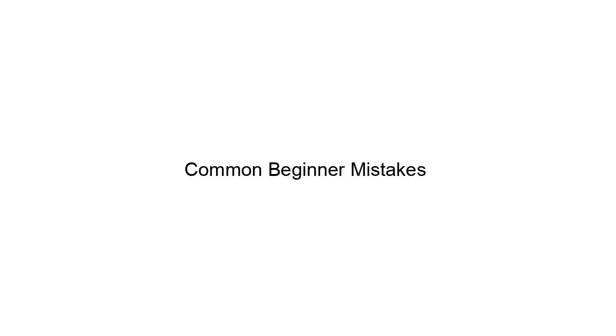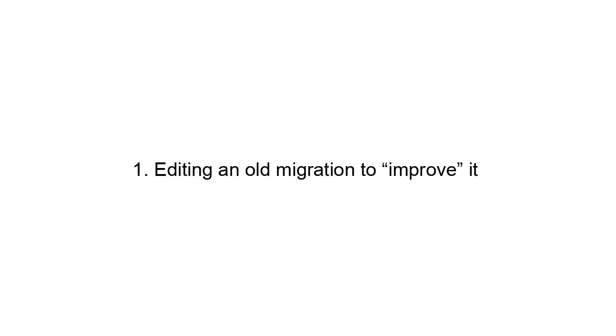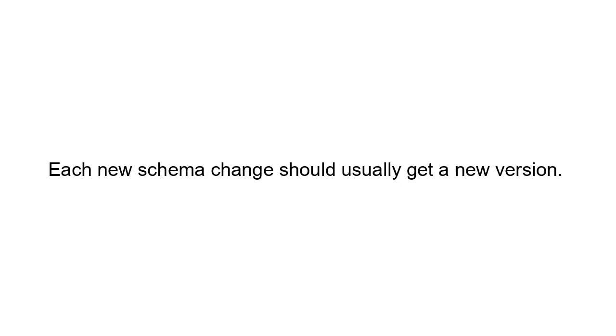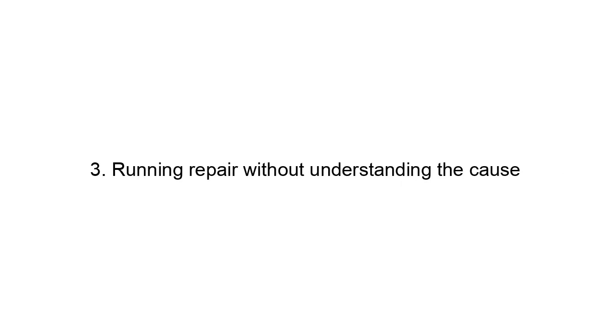Common beginner mistakes. Here are some common mistakes. 1. Editing an old migration to improve it. This seems convenient, but it breaks migration history. 2. Using one migration file for many repeated changes. Each new schema change should usually get a new version. 3. Running repair without understanding the cause. This may hide the real problem.